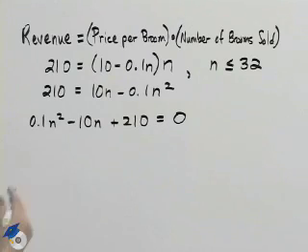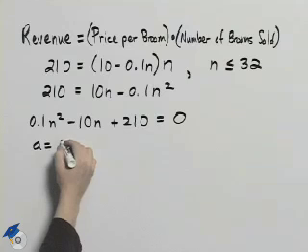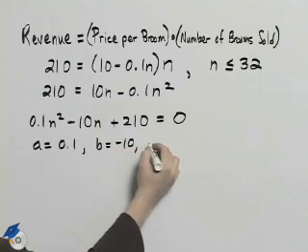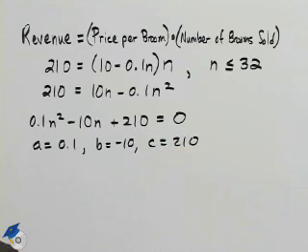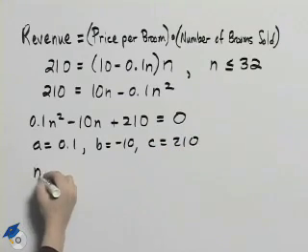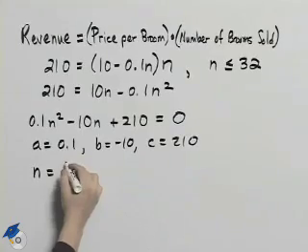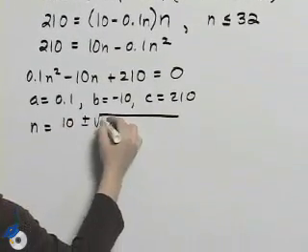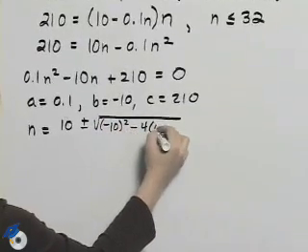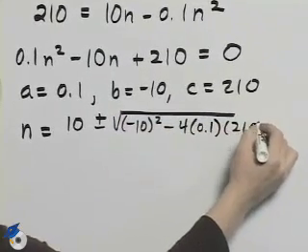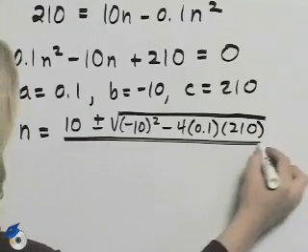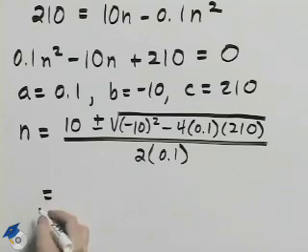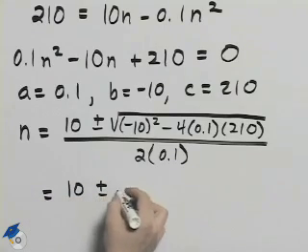At this point, we can solve this equation using the quadratic formula, where a is 1/10, b is -10, and c is 210. So we have n equal to the opposite of b, so 10, plus or minus the square root of b squared minus 4 times a times c. That will all be over 2 times a. Simplifying gives us 10 plus or minus.